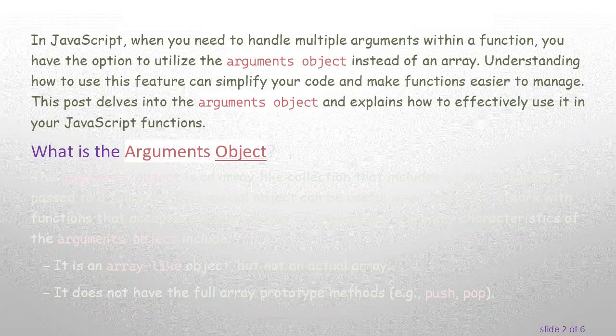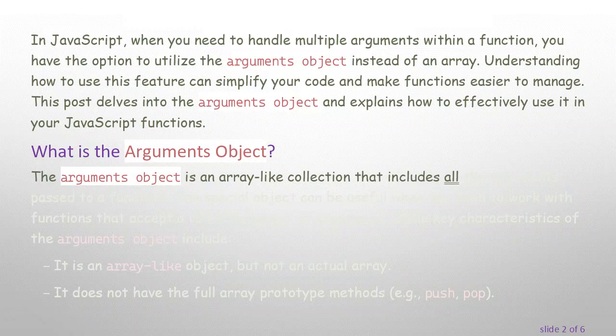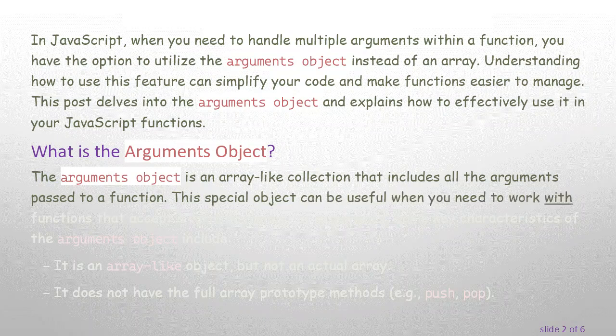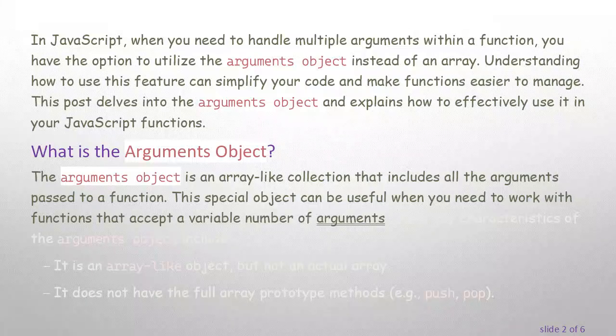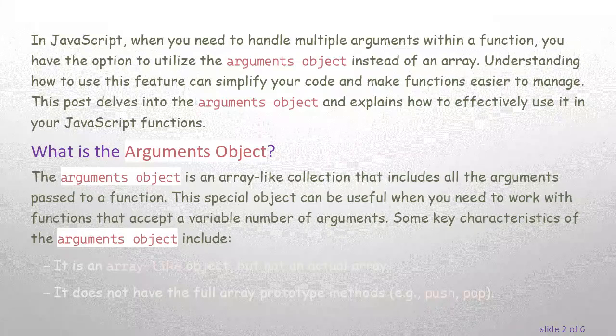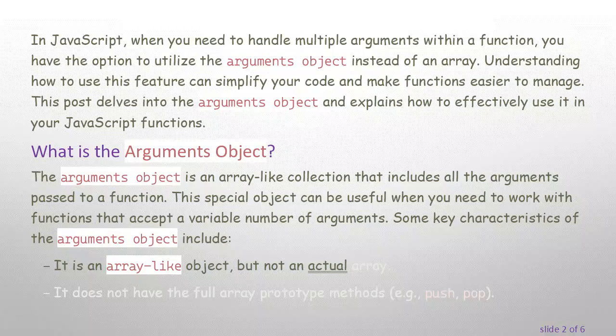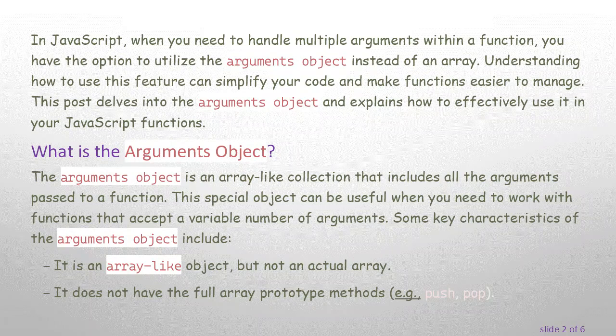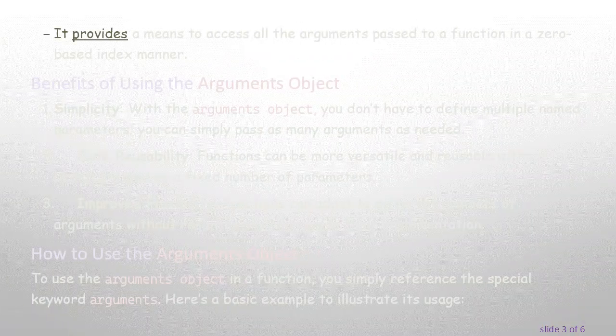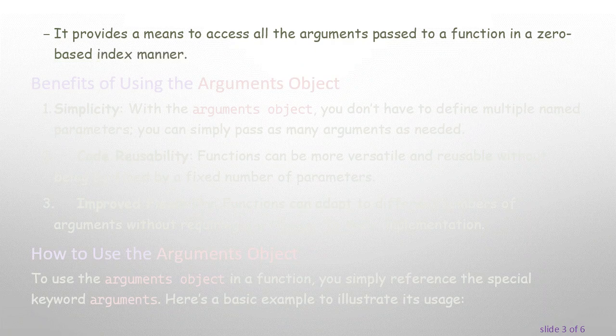What is the arguments object? The arguments object is an array-like collection that includes all the arguments passed to a function. This special object can be useful when you need to work with functions that accept a variable number of arguments. Some key characteristics of the arguments object include: it is an array-like object, but not an actual array. It does not have the full array prototype methods, for example, push, pop. It provides a means to access all the arguments passed to a function in a zero-based index manner.